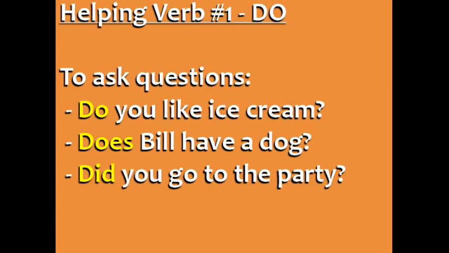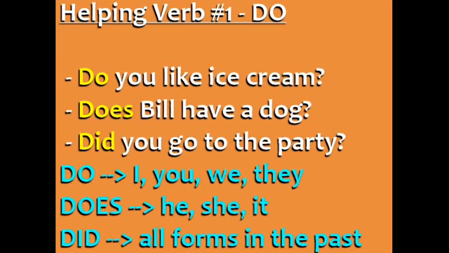Use the helping verb do to ask questions. Do you like ice cream? Does Bill have a dog? Did you go to the party? Use do in the present tense with I, you, we, and they. Use does in the present tense with he, she, and it. And use did with all forms in the past.